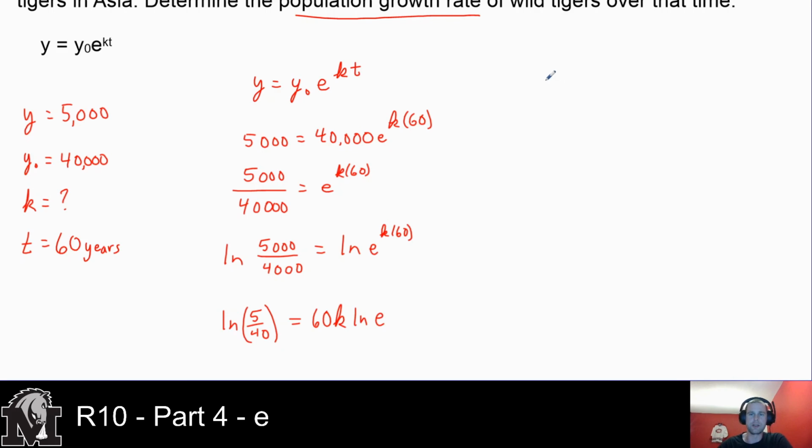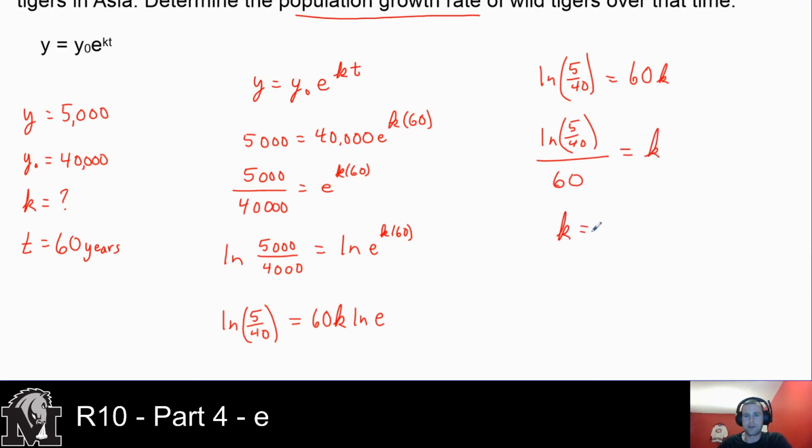I'm going to move over here just to save some space. So ln of 5 over 40 is equal to 60 times the rate. So to get the rate by itself, I just have to divide by 60. So ln of 5 over 40, divided by 60, is equal to the rate. So now we plug this into our calculator.